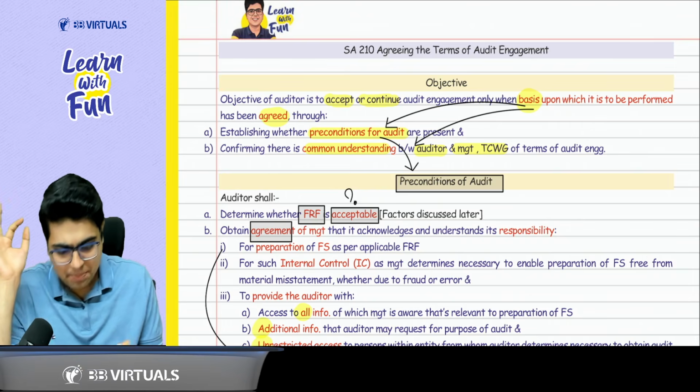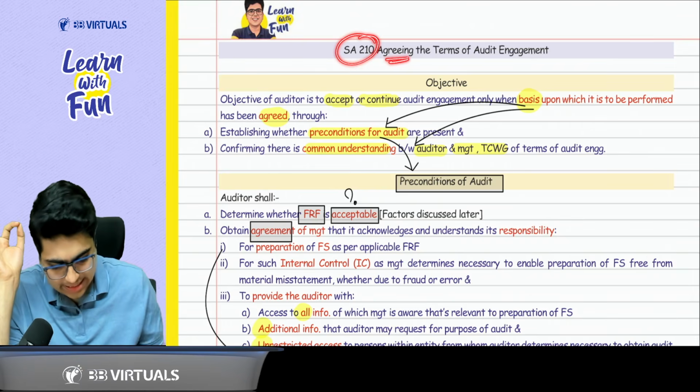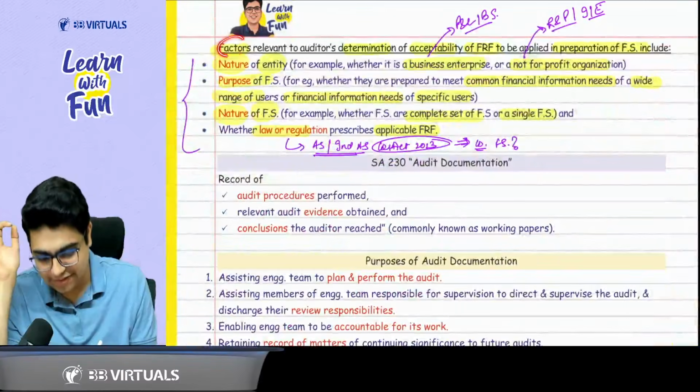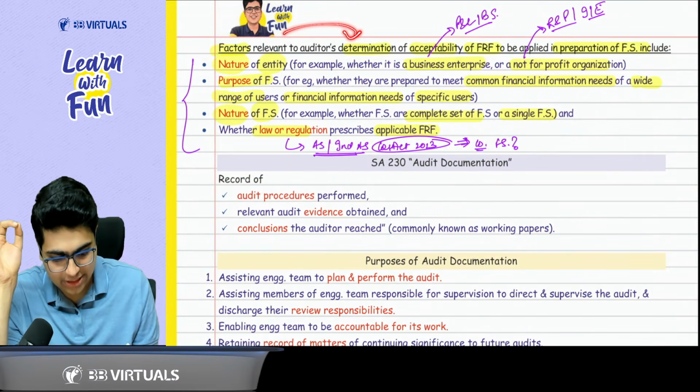So everyone, please come to your notes of SA 210. Yes, sir, we are here. In SA 210, if you come at the last part, we discuss the factors which are relevant to determining the acceptability of FRF. Now, sir, what were the factors?